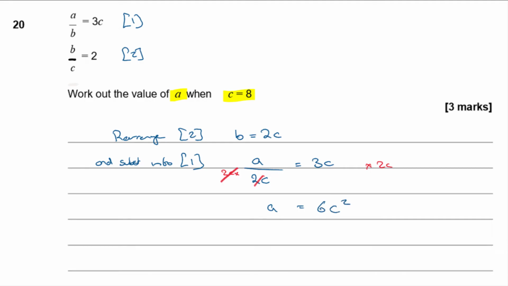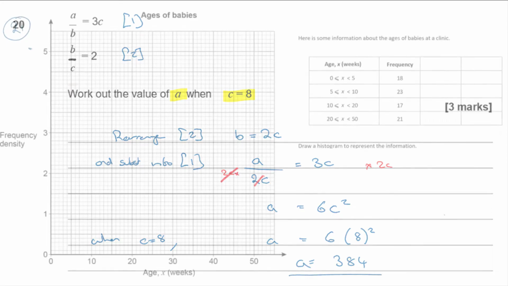Okay, so when c is equal to 8, what's a? A is going to be 6 lots of 8 squared then, isn't it? 8 squared is 64, and 6 times 64, that comes out to be 384. A is 384.